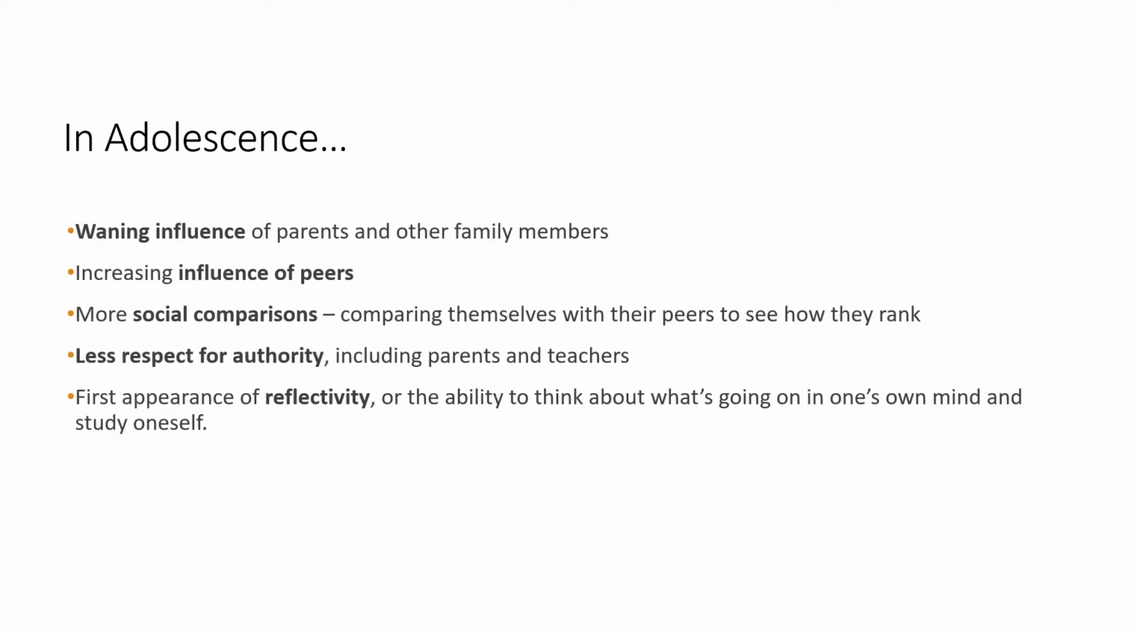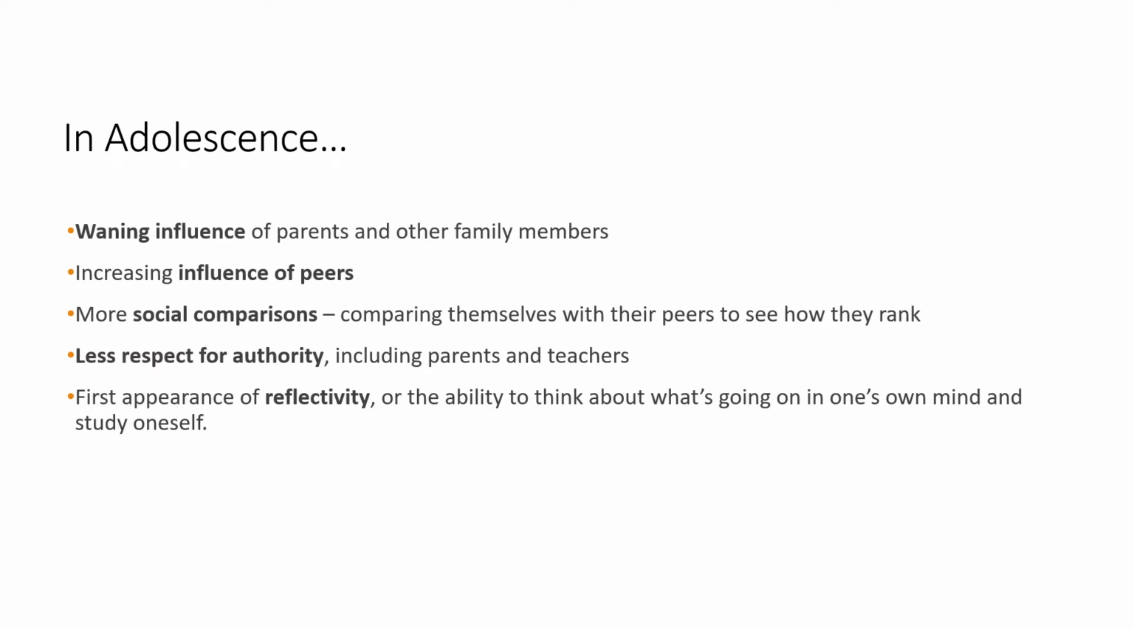So in adolescence, we see a waning influence of parents and other family members. We see an increasing influence of peers. This leads adolescents to make more social comparisons. That is, they compare themselves with their peers to see how they rank. And they will do this on everything, on looks, on height, on weight, on grades, and more. In adolescence, we see less respect for authority, including parents and teachers. Psychologists believe that this decreasing respect for authority is a necessary stage for an individual to break off and form their own identity.